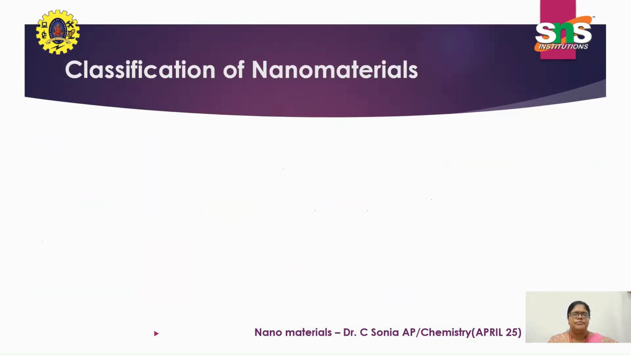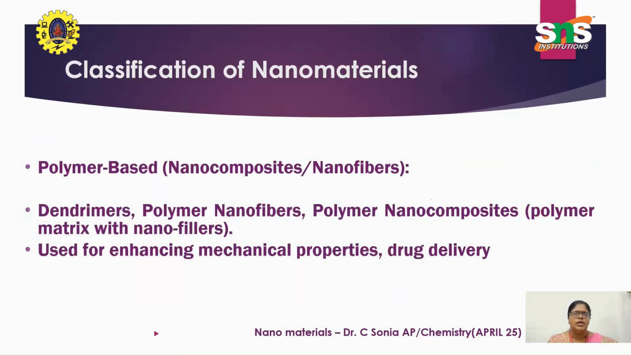So next is the classification of nanomaterials based on polymer, that is polymer based. They are composite materials. They call them nanocomposites. Nanofibers are also included in this: dendrimers, polymer nanofibers, polymer nanocomposites, polymer matrix with nanofillers.